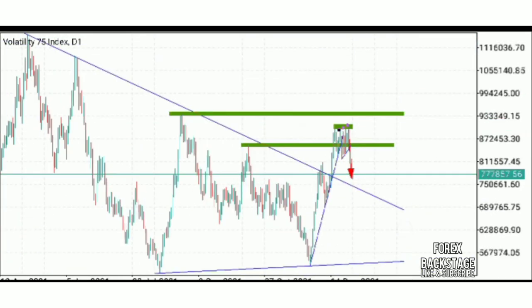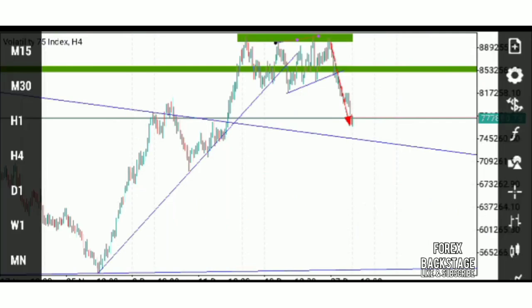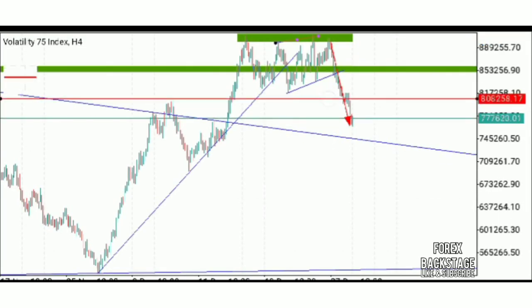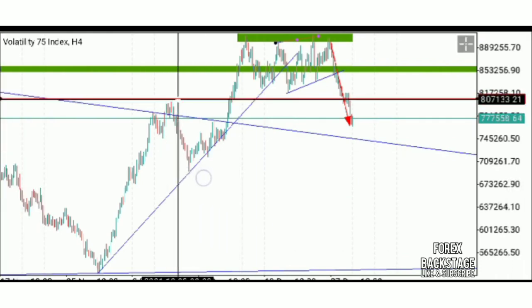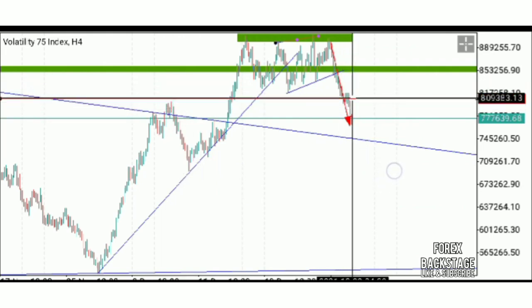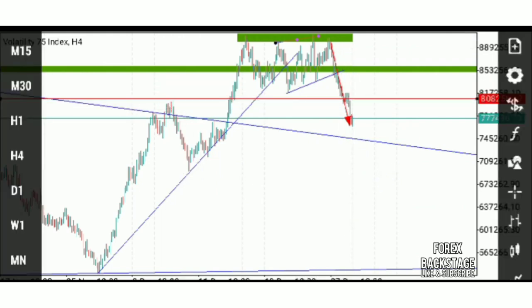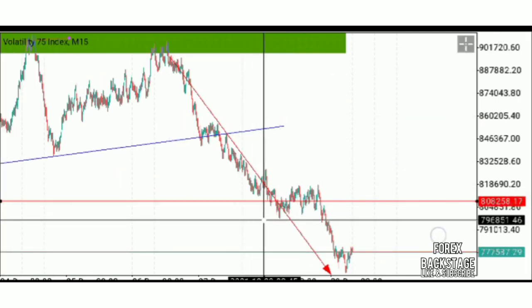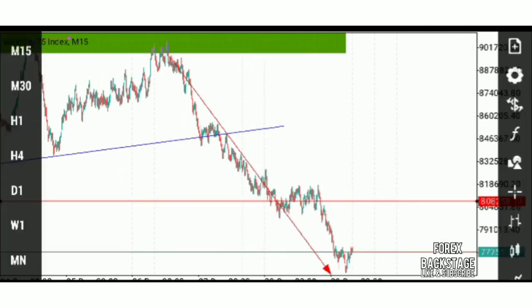So our first one is here. This is our first, due to this previous high over here. So it was broken below. Once you go to lower time frames, you can see that you have a corrective movement there.